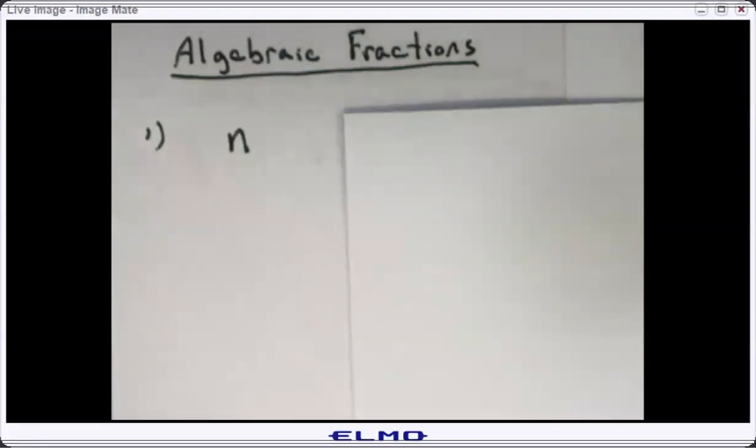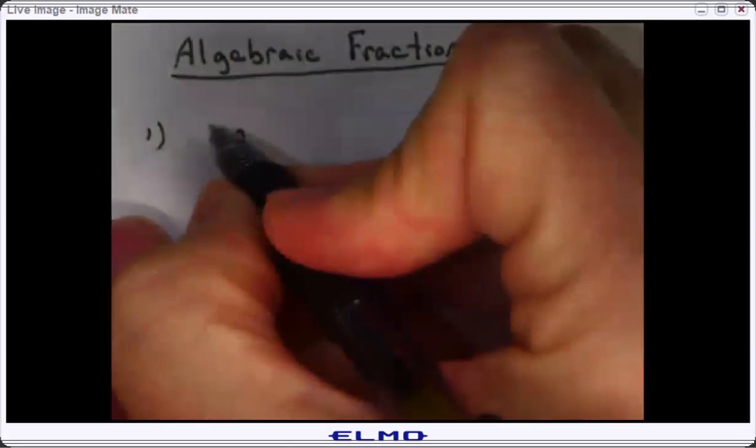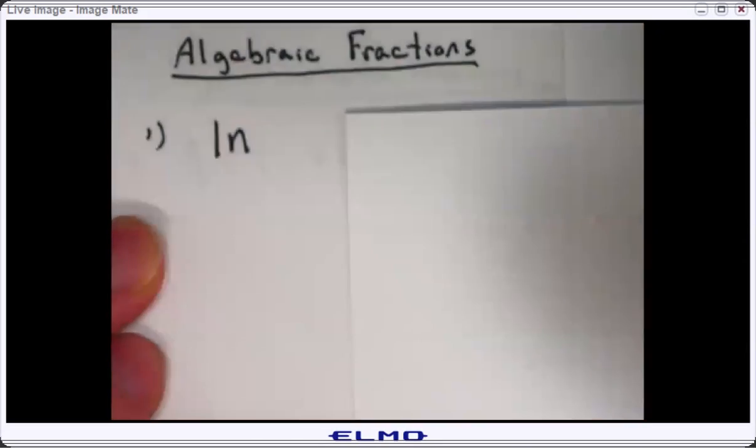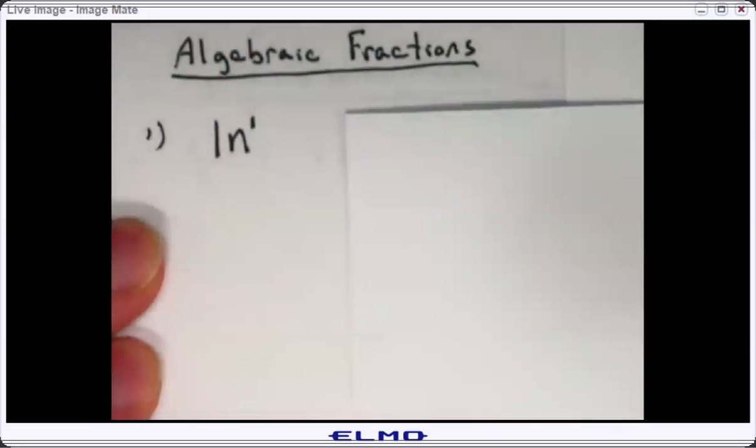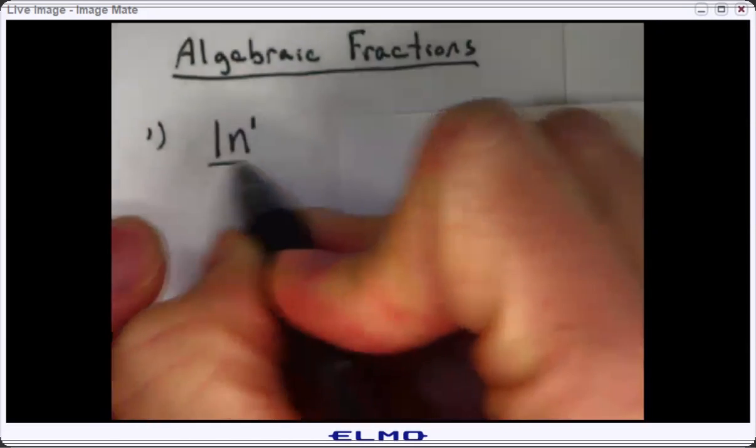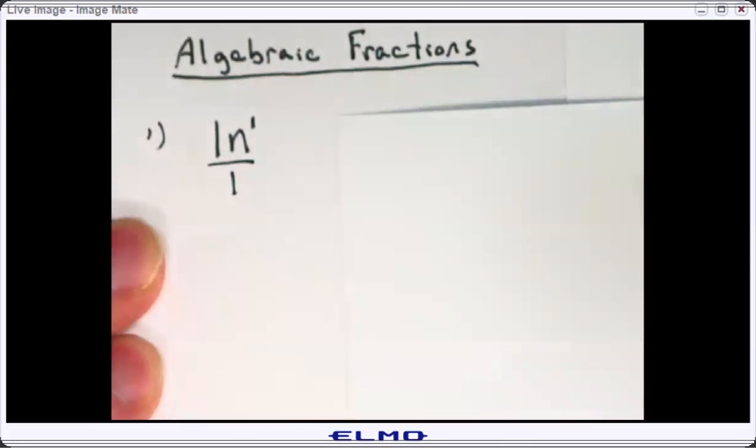This video is on algebraic fractions. Here we have the variable n. What we need to understand is there are a lot of things understood around this variable n. For instance, it's understood to have a coefficient of 1. It's understood to have an exponent of 1. And it's understood to have a denominator of 1.